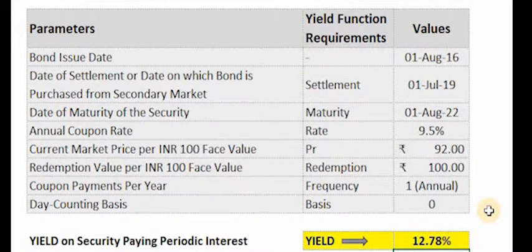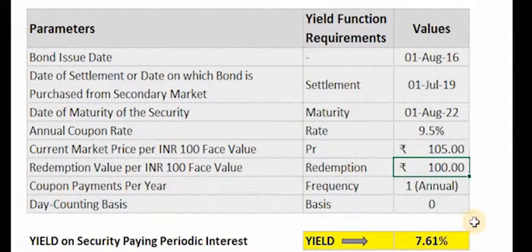The important feature that can be explained using the yield function is the relationship between the coupon rate and the bond yield. If the yield is greater than the coupon rate, the bond sells at a discount. As is visible in the example, the current market price is less than the face value. On the other hand, if the yield is less than the coupon, the bond sells at a premium. If we increase the current price of the bond to 105, the yield will be 7.61%, which is less than the coupon rate of 9.5%.